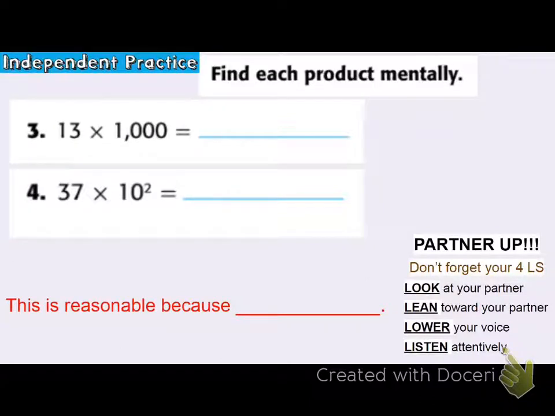I'm going to multiply the factors. 13 times 1 is 13. I can count the zeros and see there's 3 of them. So 13 times 1,000 is 13,000.